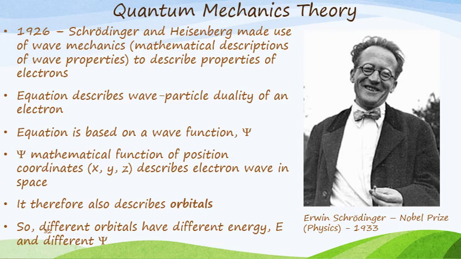The equation is based on a wave function. What is a wave function? A function is like a mathematical equation, and the wave function was given the capital Greek symbol phi. This mathematical function is a position coordinates function describing the electron wave in space. So this wave function therefore also describes orbitals, and therefore different orbitals are going to have different energies and different wave functions.